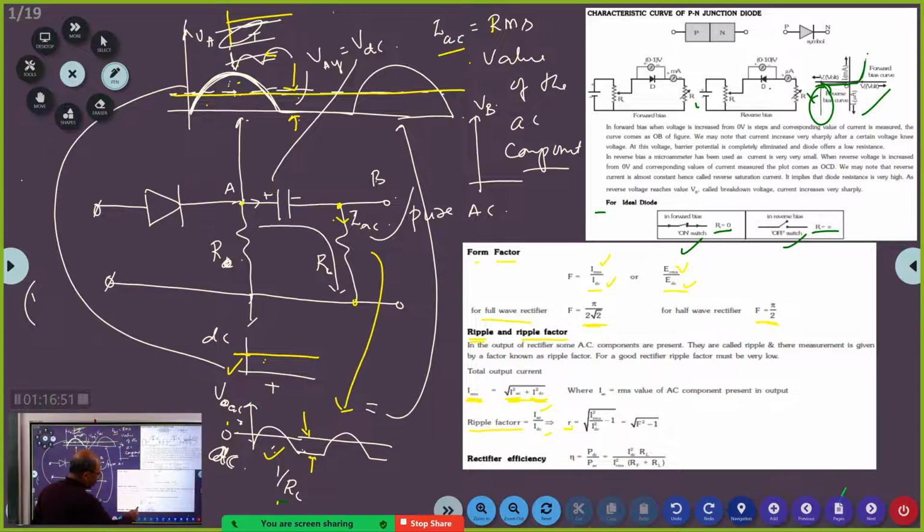Substitute there. Then you will get ripple factor is equal to the square root of IRMS square divided by IDC square minus 1. IRMS is the RMS value of this full waveform. IRMS by IDC I already defined as the form factor. So ripple factor is equal to the square root of form factor square minus 1. That is why the form factor is being used. Got it?